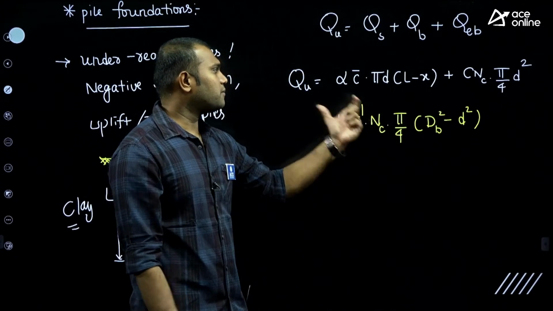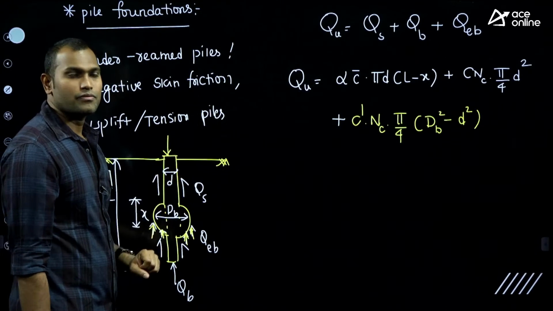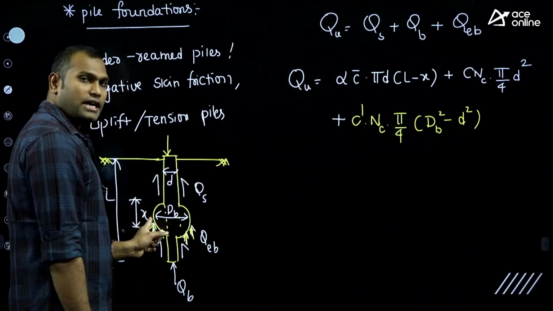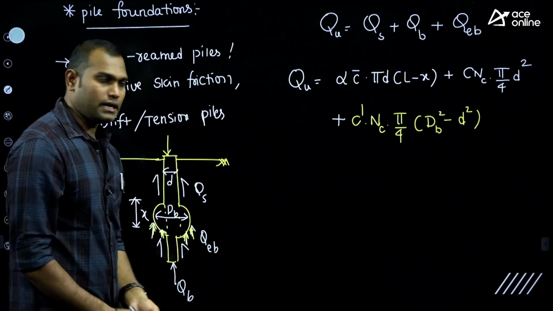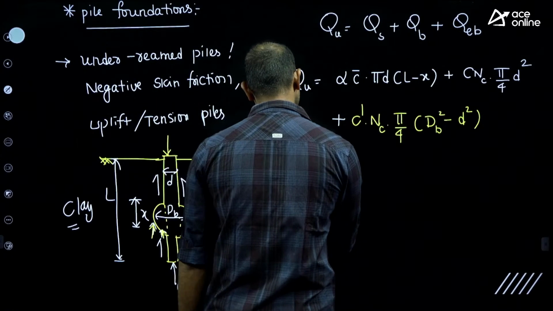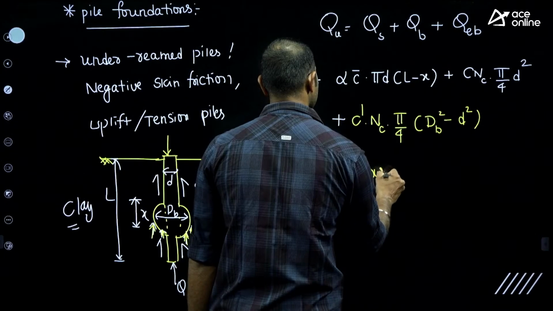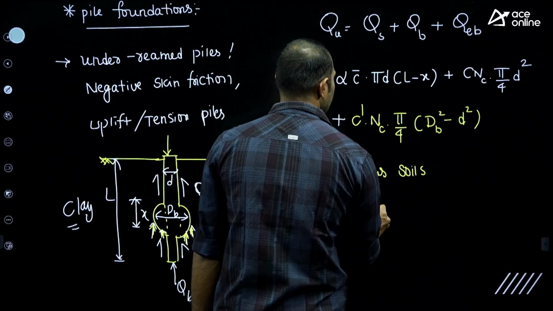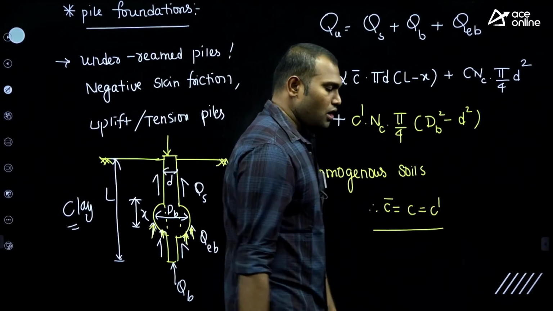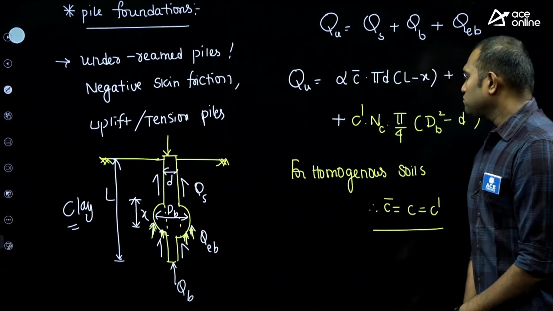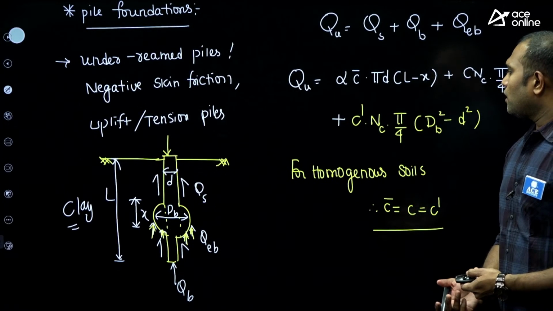In C dash into Nc, C bar is the average over L minus X, C dash is the cohesion in the X portion, and C is the cohesion at the pile tip. For homogeneous soils, C bar equals C equals C dash. So these are the things we need to know in the case of homogeneous soils.